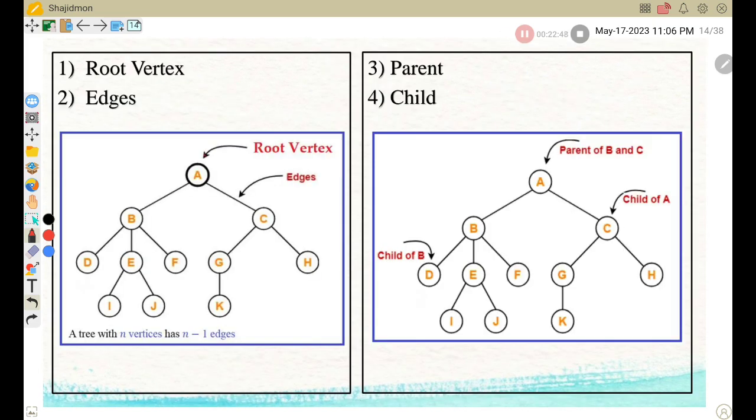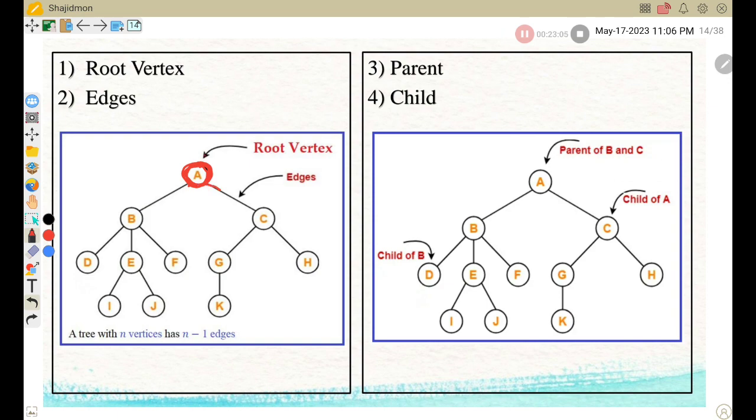So first we will go to the root vertex. What is the meaning of root vertex? We already discussed that one. What is the root vertex? The starting vertex here, correct? All other edges are directed from that vertex only. So this is the root vertex, capital A, the root vertex.